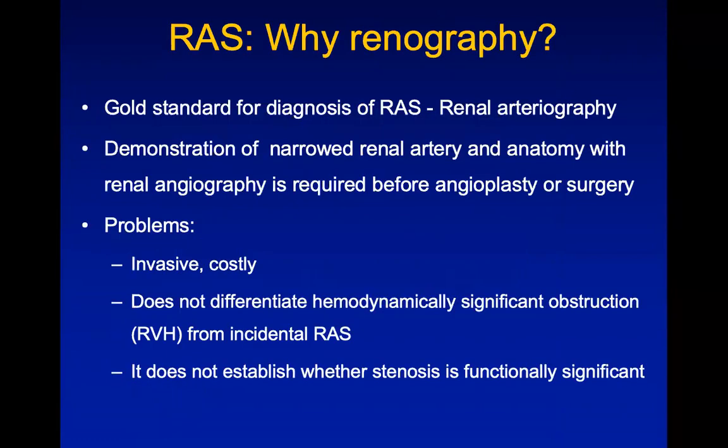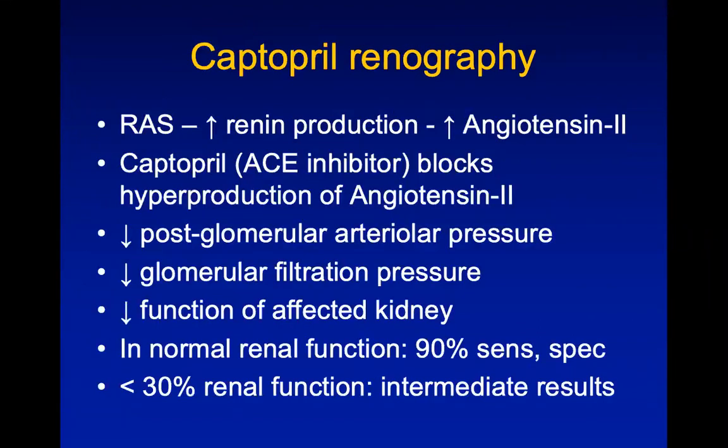Gold standard for RAS is obviously renal arteriography, where you can demonstrate the narrow renal artery, which is invasive and costly. The main thing is it does not differentiate hemodynamically significant obstruction from just incidental presence of renal artery stenosis. In other words, it does not establish whether the stenosis, which is present in the artery, is functionally significant or not. So for which we have captopril renography.